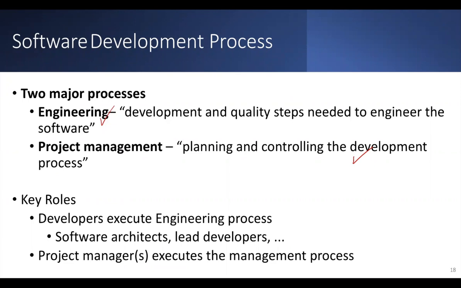Key roles in the software development process include developers who will execute the engineering process, including the software architects, the lead developers, and so on, and project managers who are responsible for managing the entire process. So these are the key roles, or people or stakeholders, that are involved in the software development process to align with the two major processes, including engineering and project management. That means we are working with engineers and project managers.